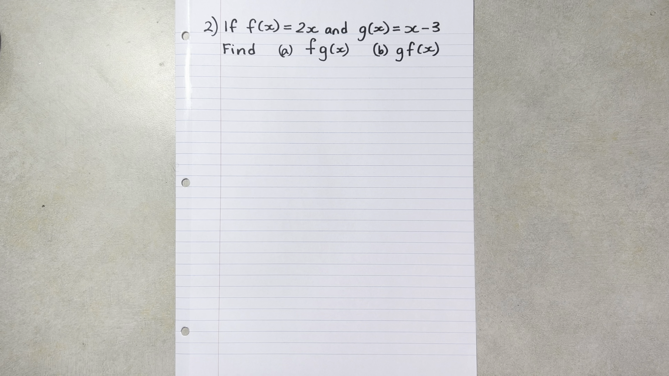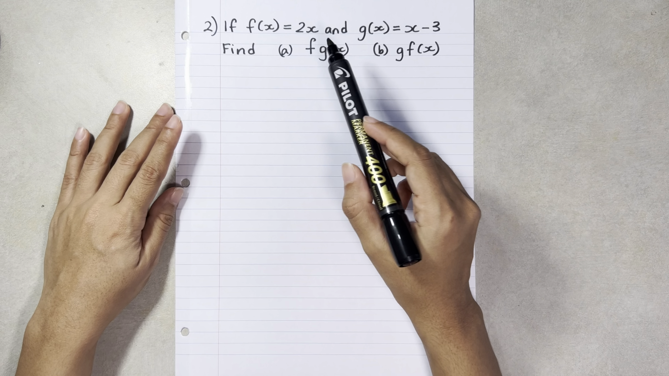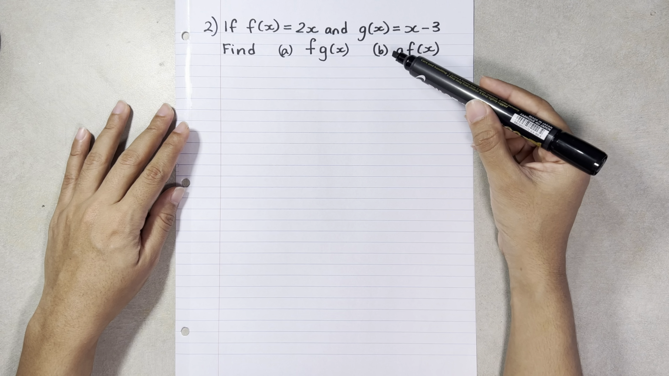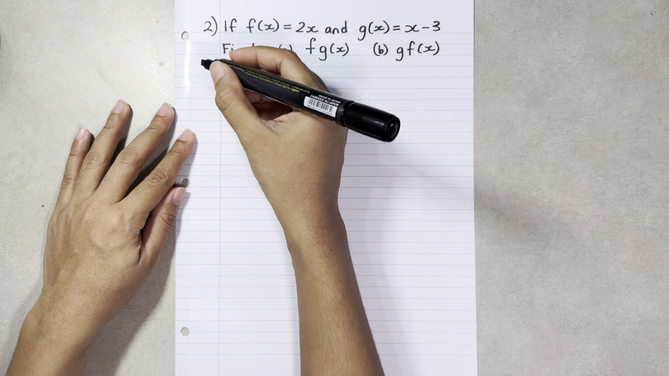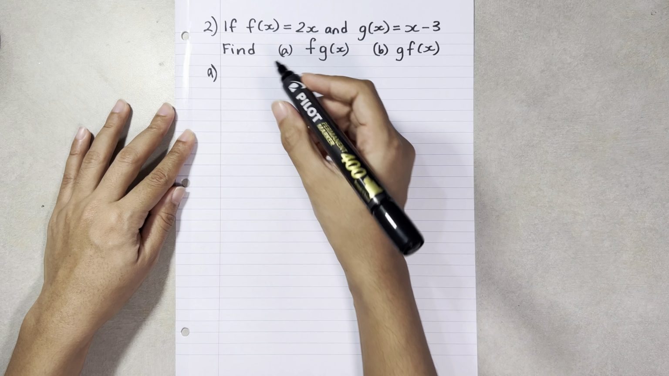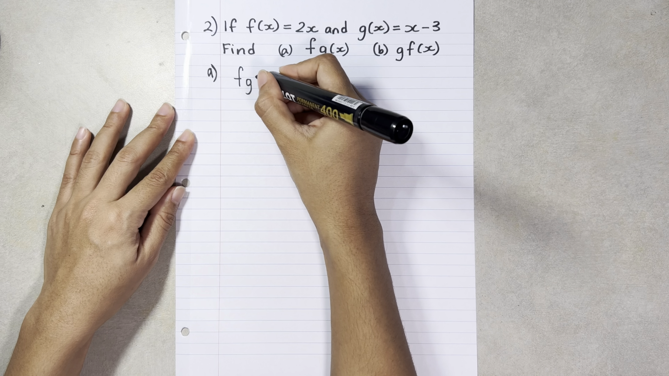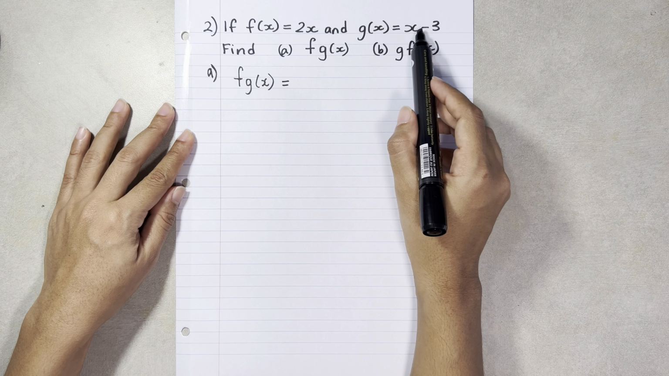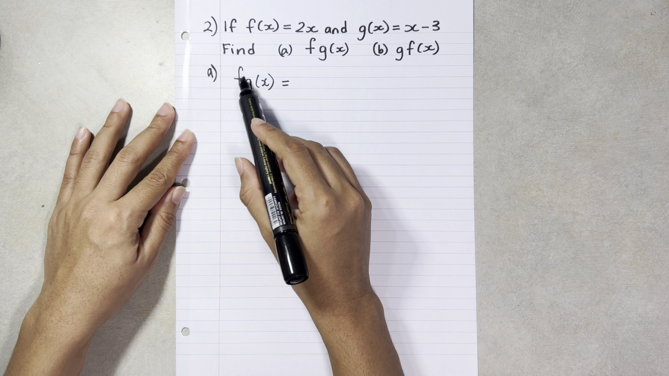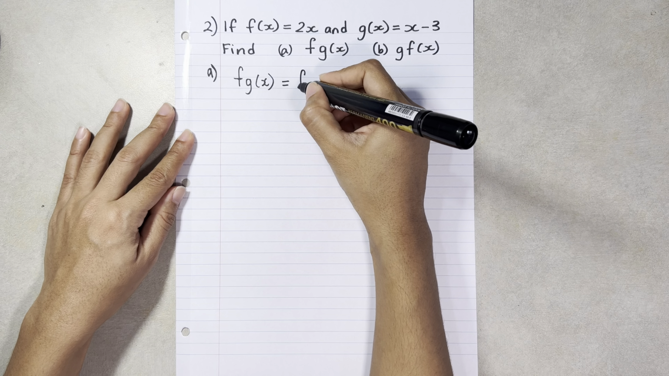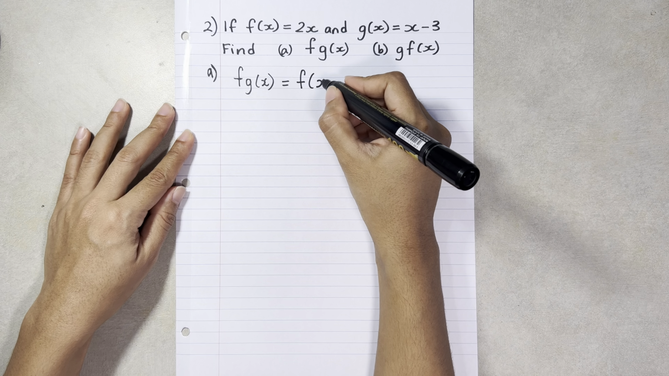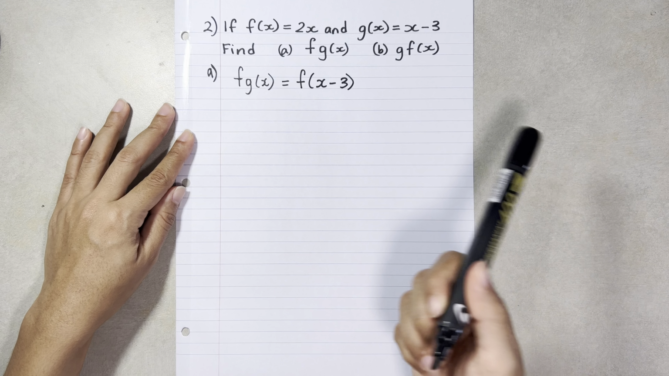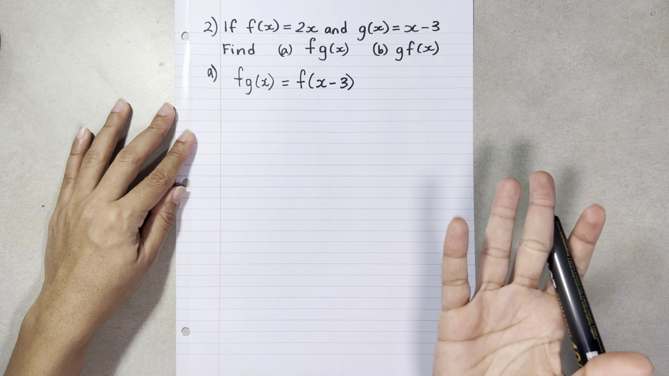Okay, let's check this one out. If f of x is equal to 2x and g of x is equal to x minus 3, find A, f of g of x, and B, g of f of x. So the first part A, we're going to find f of g of x. Now, remember, they gave us that g of x is x minus 3. So finding out what f of g of x is the same as finding out what f of x minus 3 is, since g of x is equal to x minus 3.